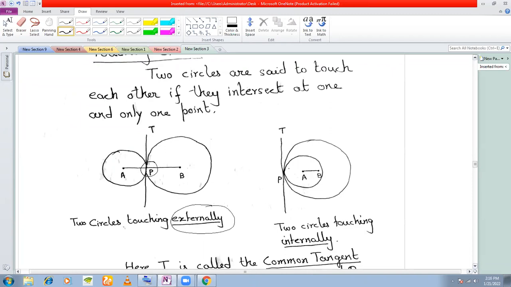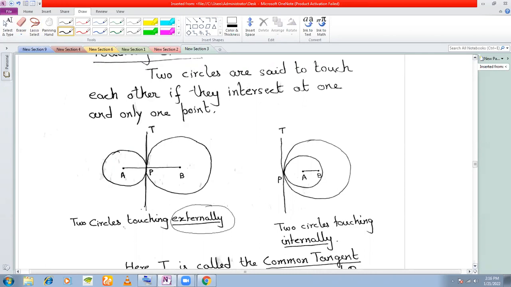And this point here is called the point of contact of the two circles. Just as in the case of tangents, we have a point of contact when the straight line touches the circle. Similarly, for circles touching each other, we also have a point of contact. That is, the single point at which they intersect is called the point of contact of the two circles.